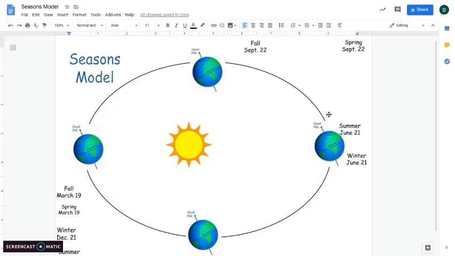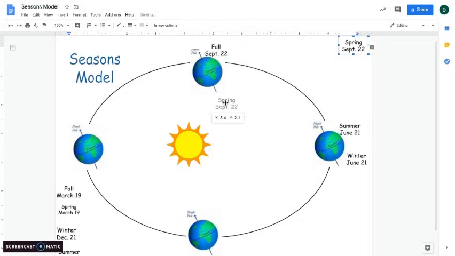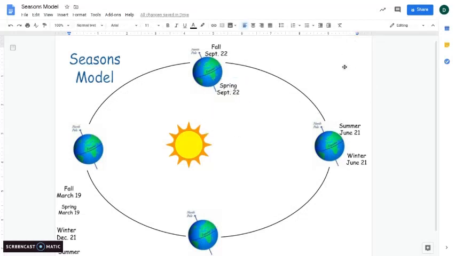Then the Earth continues on its rotation, spinning on its axis, and its revolution around the Sun. Three months later, we get to our next season, fall, for us in the northern hemisphere. When it is fall, neither hemisphere is tilted more towards or away from the Sun. When we have fall in the northern hemisphere, it is spring in the southern hemisphere. These are known as the equinoxes.